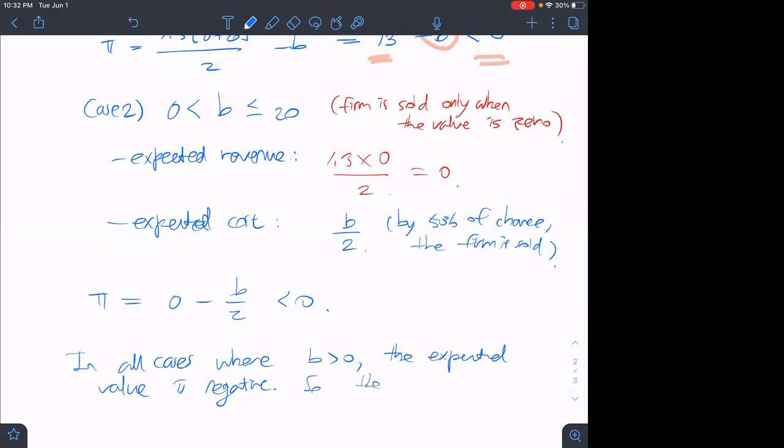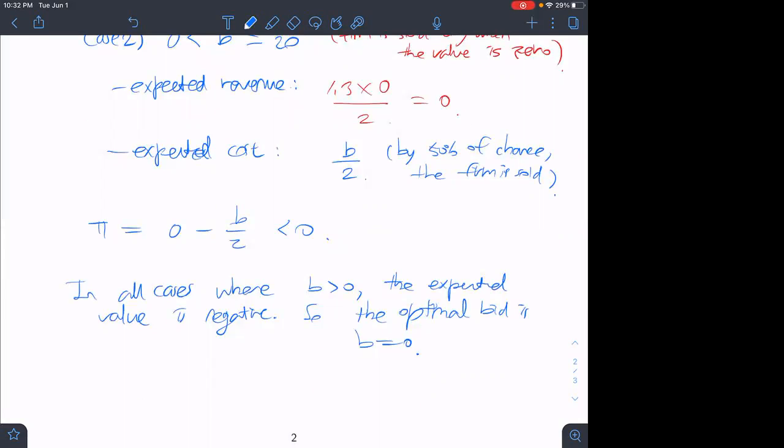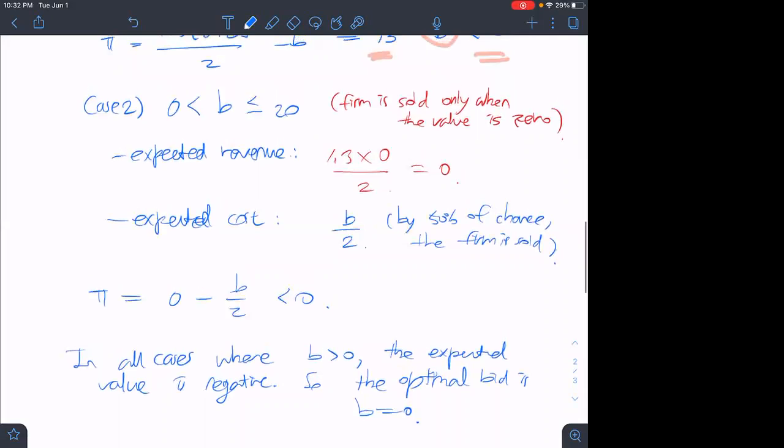So the optimal bid is B equals 0. Yeah, so this is the answer for this question. Any questions about this one? Okay, then let me stop the recording. And then if you have any questions, let me know.